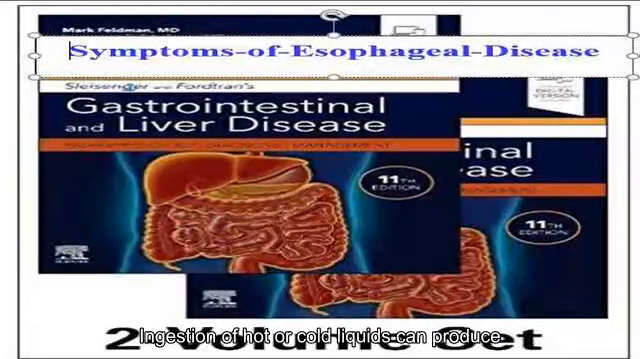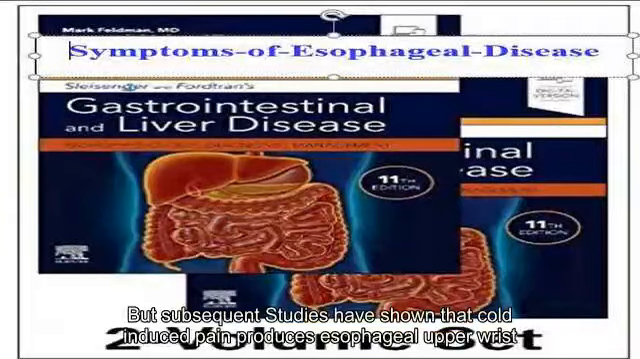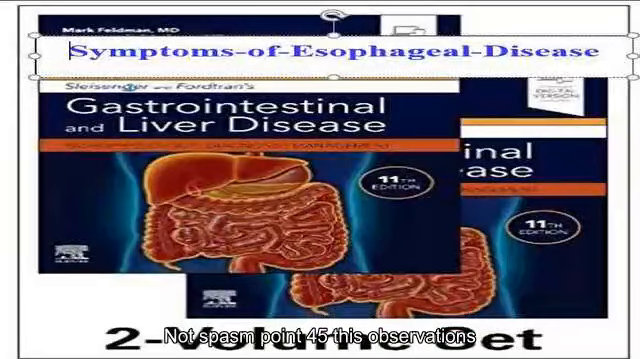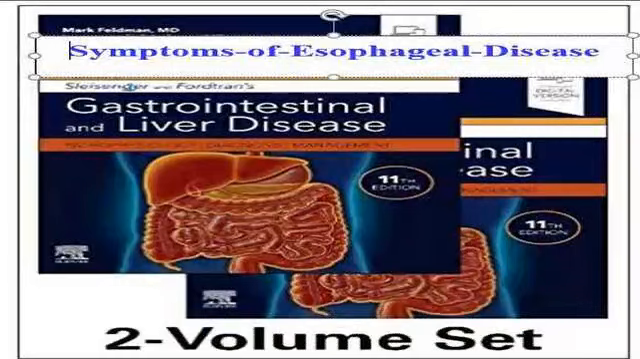Ingestion of hot or cold liquids can produce severe chest pain. This association was previously thought to be related to esophageal spasm, but subsequent studies have shown that cold-induced pain produces esophageal peristalsis and dilatation, not spasm. This observation suggests that the cause of esophageal chest pain may be activation of stretch receptors by acute distension.